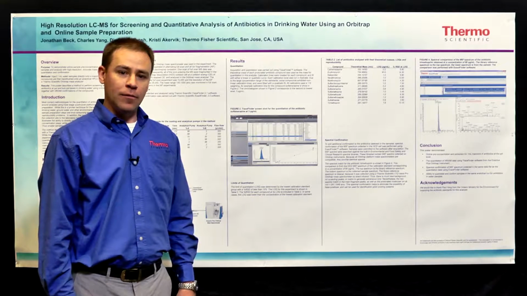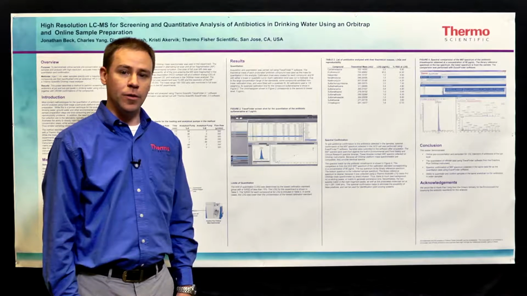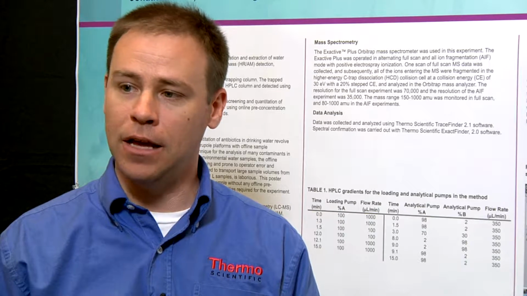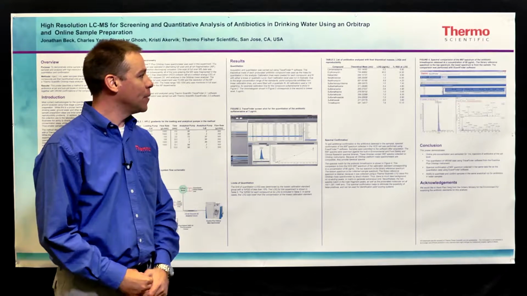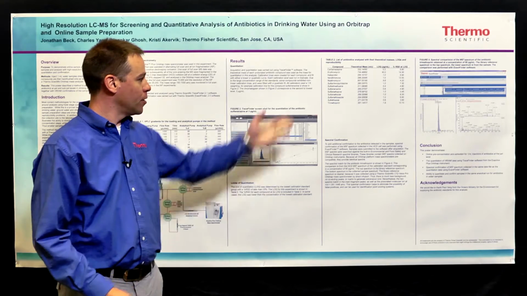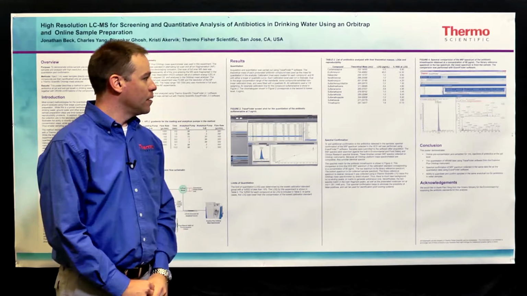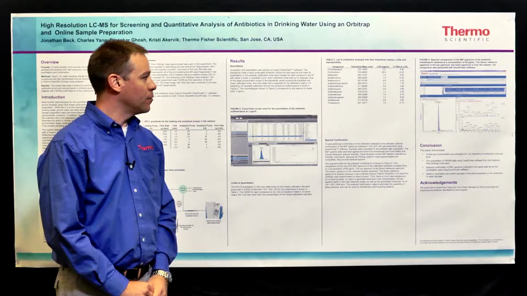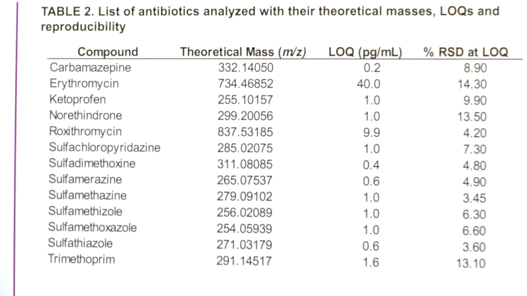Recently, antibiotics in water have become a concern in municipalities and drinking water supplies, as well as bottled water supplies, so we wanted to analyze these samples and see how much antibiotics were present in them. So we had a mixture of about 14 different antibiotics that we analyzed, and those are shown in this portion of the graph here in Table 2. And you can see the names of the common antibiotics that we analyzed here, ranging from some of the sulfa drugs to things such as carbamazepine, ketoprofen, and trimethoprim.